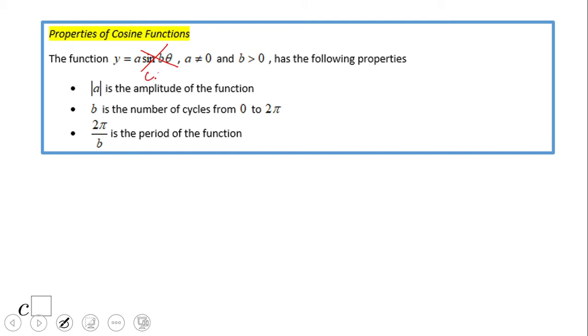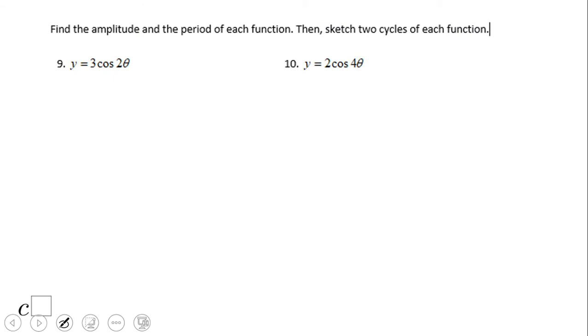But first of all, let's take a look at the properties of the cosine function. The number in front will be the amplitude, always positive, which is the reason we use the absolute value. The b gives you the number of cycles from 0 to 2 pi, and very important, 2 pi over b is the period of the function. So let's see how we use this in an example.